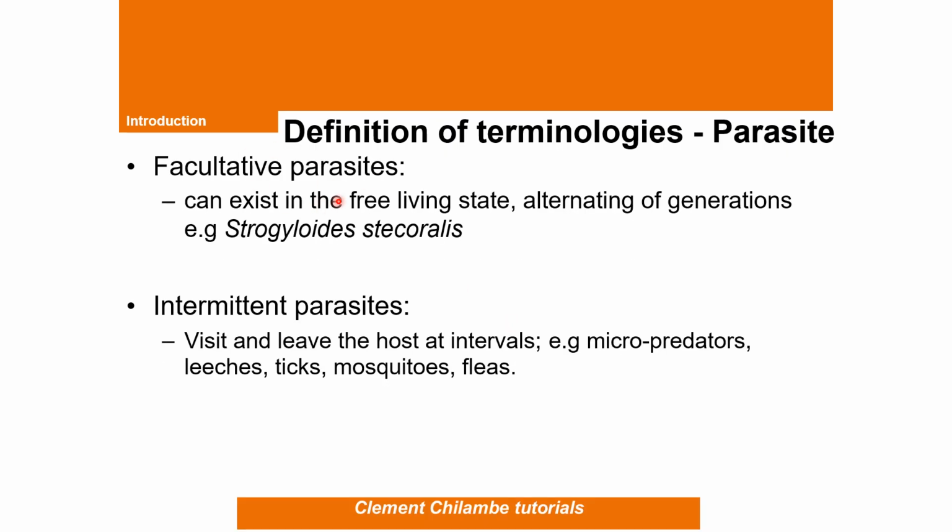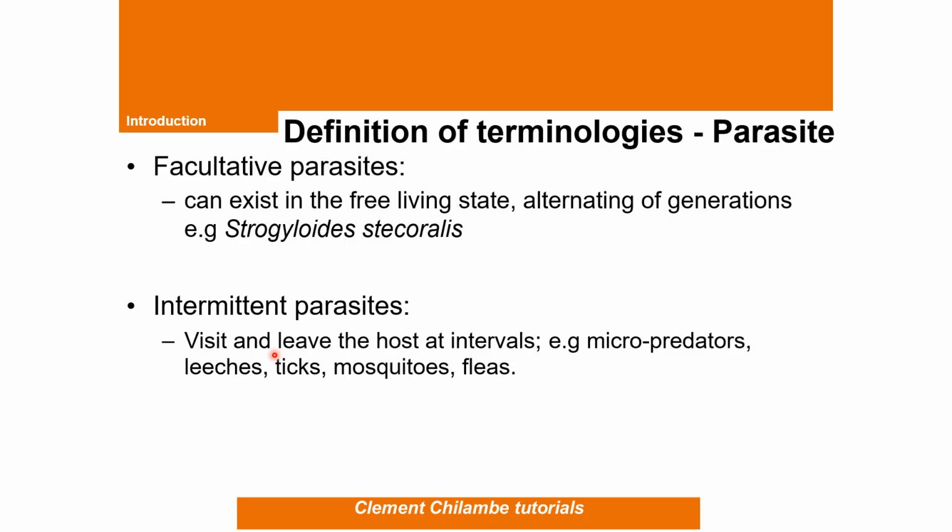Now, facultative parasites. Facultative parasites are also under endoparasites, right? So facultative parasites are organisms which may either live as a parasitic form or as a free living form, okay? So they can exist in the free living state, alternating generations. An example is Strongyloides stercoralis, a facultative parasite, okay? It's different from an obligate. I can't live without you, you get? Yeah, you are an obligate parasite.